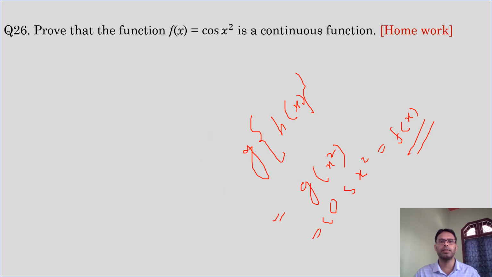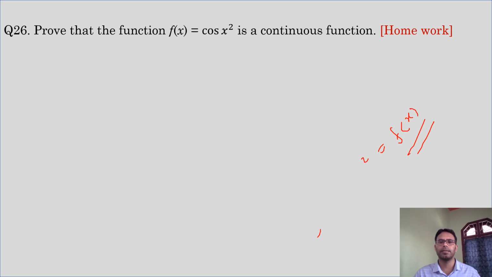Very simple question. You just write these lines. You see here, these two functions: one function is cos x and the other function is x square. X square is a polynomial, so it is obviously continuous, and cos x is continuous, which should be proved as in the previous question. Cos x is a continuous function, and that can be proved with the help of the previous question.